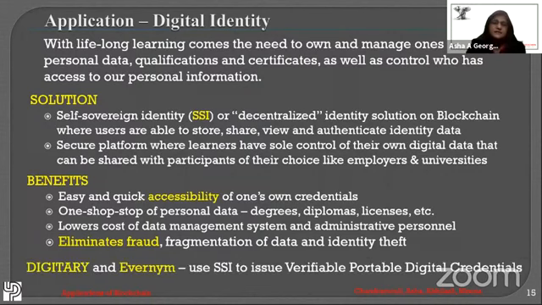And currently, Digitary and Evanim. Digitary is a credential solution. Evanim is an SSI solution provider. Both of them together have issued verifiable portable digital credentials. I mean, they are inviting people to join their platform. I do not know to what stage this has gone live.